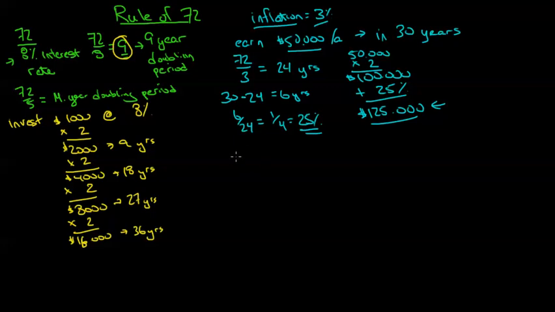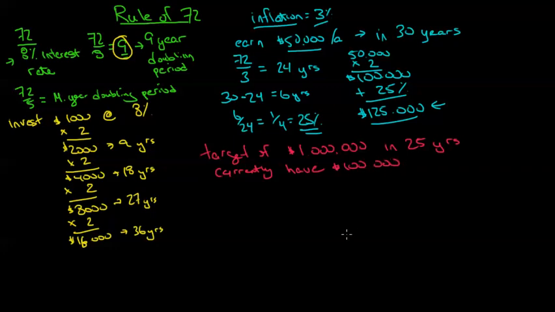So now, one more exercise. Let's say that we have somebody who's investing. And this person has a target of $1 million. That is, at some time, let's say 25 years from now, this person wants to have $1 million, and they currently have $100,000 invested. And they say, what rate of return do I need to get this $1 million in 25 years?